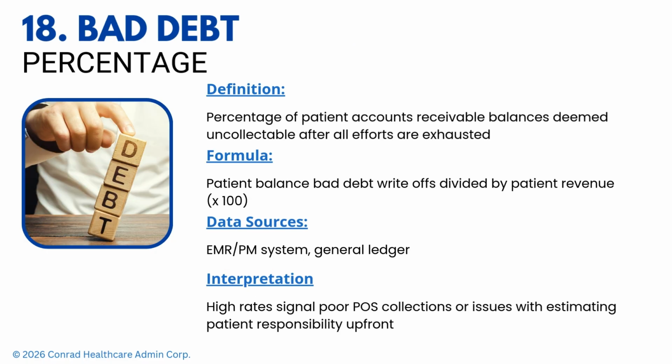Our final revenue cycle KPI is the bad debt percentage, which is the percentage of patient accounts receivable balances that are deemed uncollectible after we've exhausted all of our collections efforts. The formula for this is the patient balance bad debt write-offs divided by the patient revenue. And the data sources for this are the EMR system and the general ledger. High bad debt percentages can signal poor point of service collections or issues with estimating patient responsibility up front.